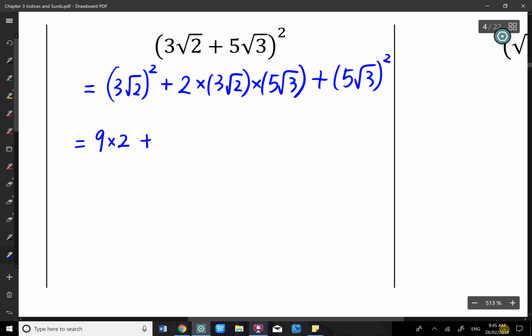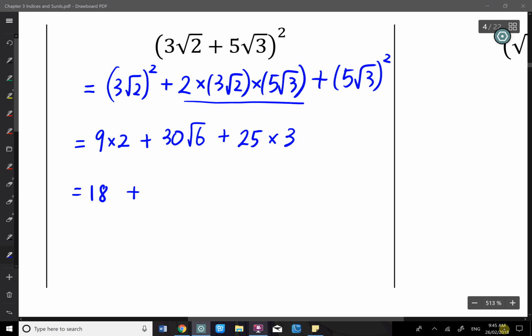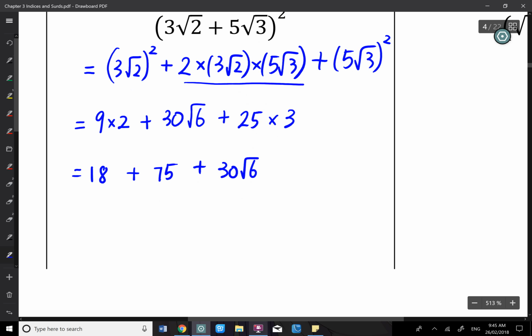Plus, okay, for this one, we multiply everything together. We multiply the integers together, 6 times 5, you have 30. And then further multiplying root 2 by root 3, you have root 6. Plus, for this one, 5 squared gets 25, and root 3 squared gets 3. We have 18 plus this one, which is 75, and plus 30 root 6. So 93 add them, and 30 root 6.